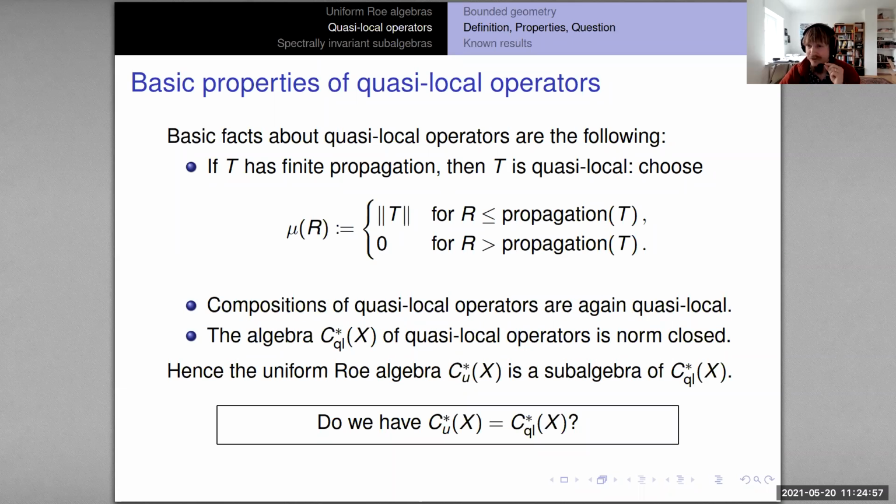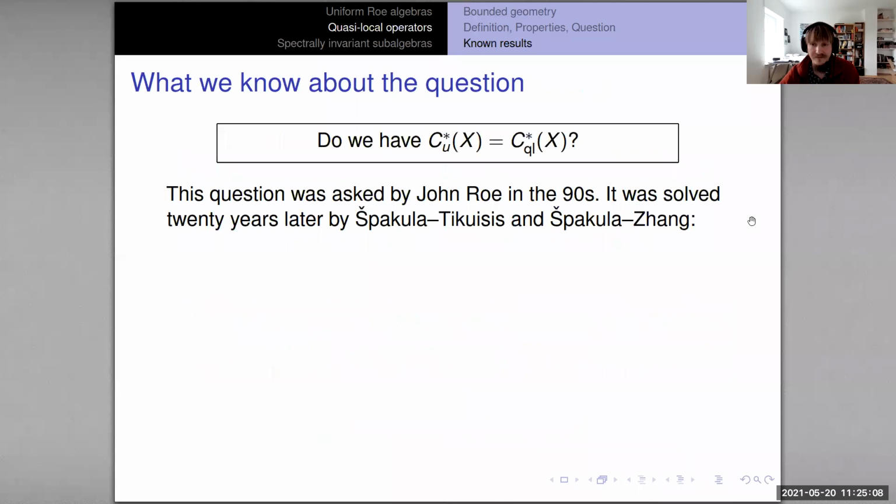Yes, right. Maybe I should have mentioned this from the beginning. So the uniform row algebra is unital because the identity matrix is in it. Okay, so actually this question, whether these two algebras coincide, was asked by John Roe in the 90s. And then it took over 20 years to actually get even the first partial result in this direction. So it turned out to be an extremely hard question.